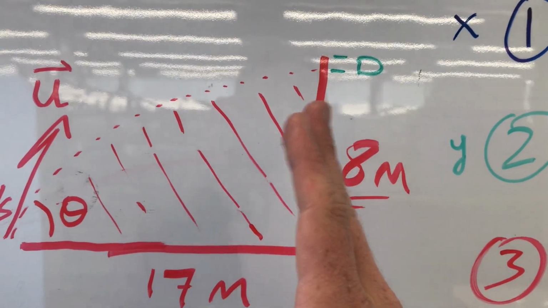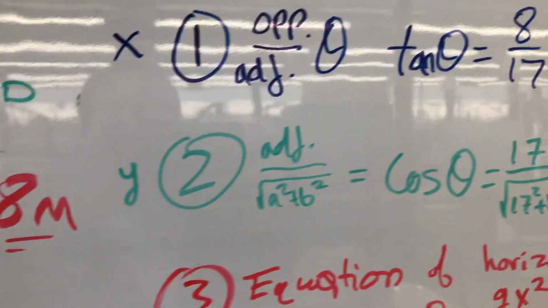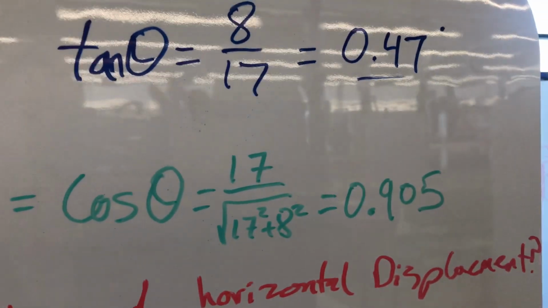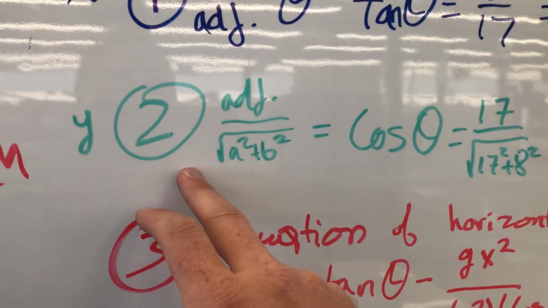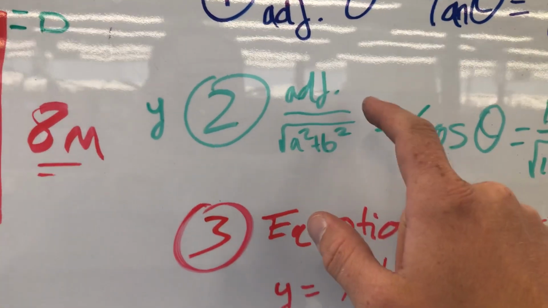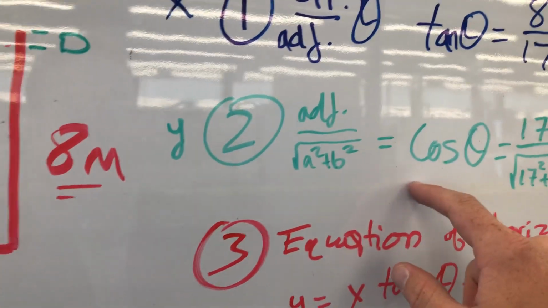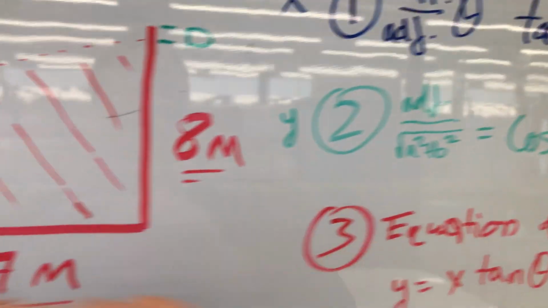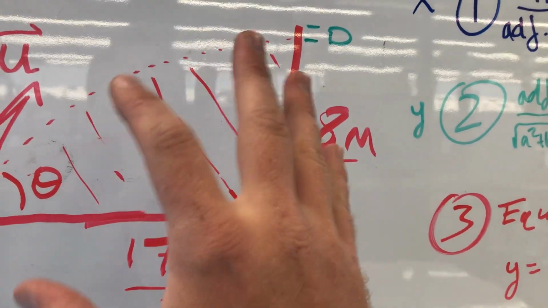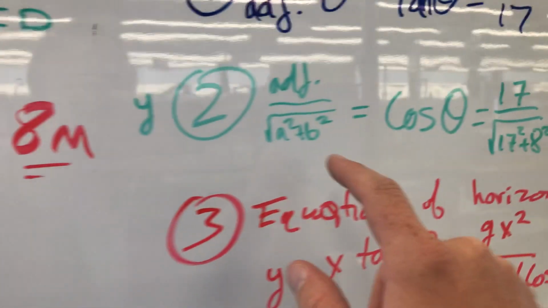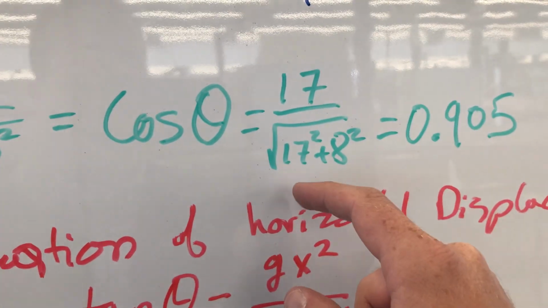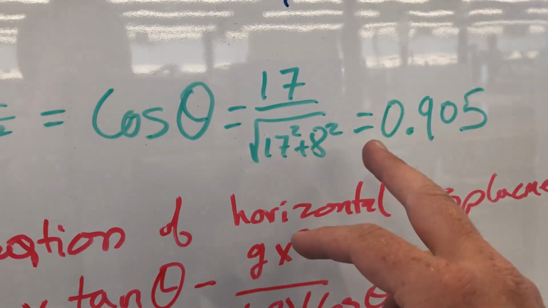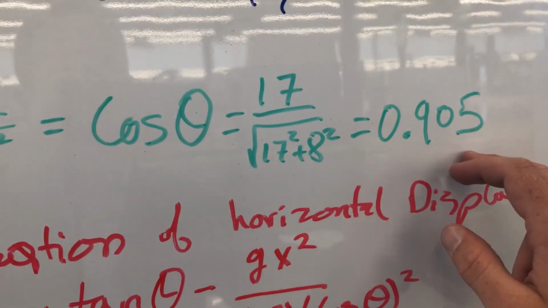Okay? For x, we're going to do opposite over adjacent, which is 8 divided by 17 to give us this number. And then we're going to find the y. Now for this one, to find cosine, we're going to do the adjacent over the hypotenuse, using the theorem a squared plus b squared. So 17 over the square root of 17 squared plus 8 squared. And we're going to use this number now.